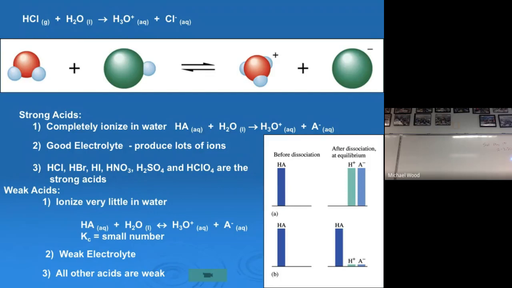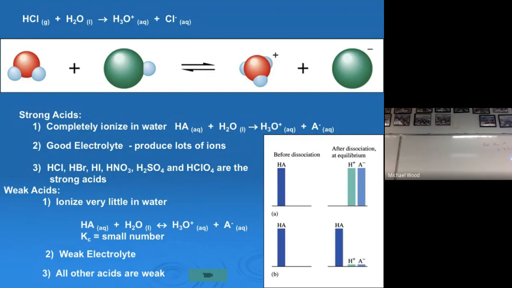Weak acids are all the other acids, so hundreds of other acids. And they ionize only a little bit. So notice a double arrow here. It goes to the right, but then it comes back to the left. And notice the diagram. On the strong acid, you have a whole bunch of ions. And you're going to see in a moment, the light bulb apparatus that I've used before is going to get very bright in a strong acid or strong base. But in a weak acid or weak base, there are very few ions.